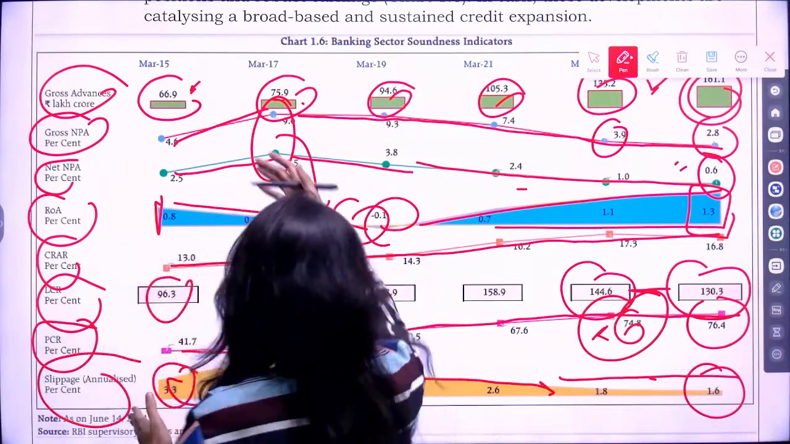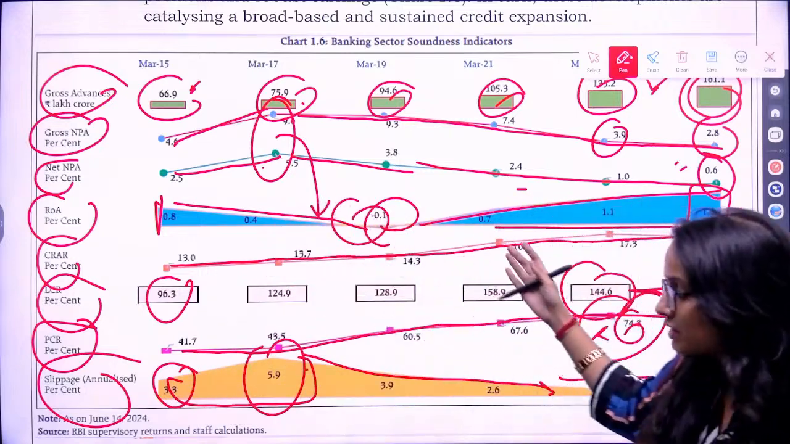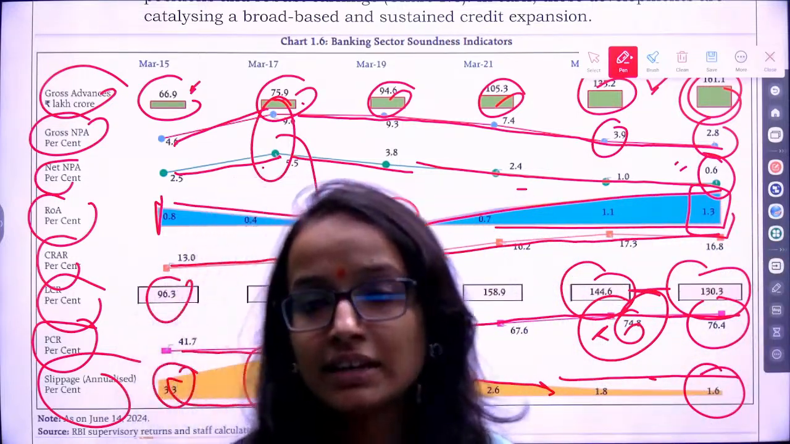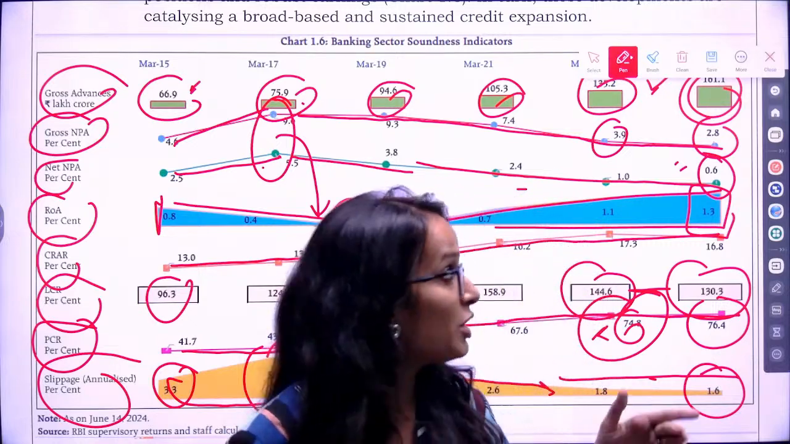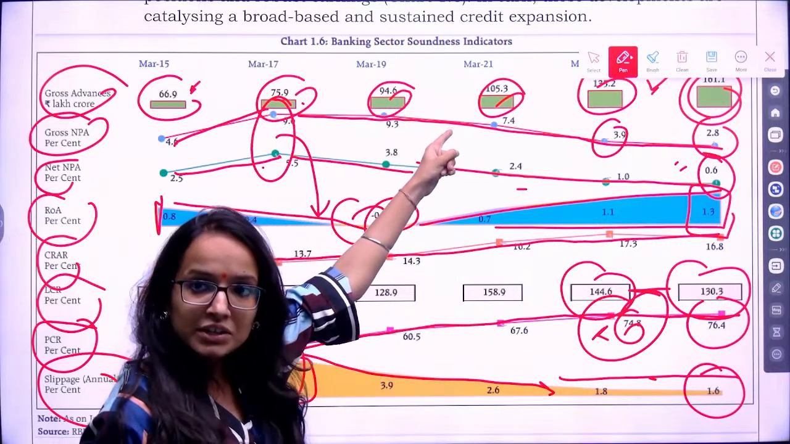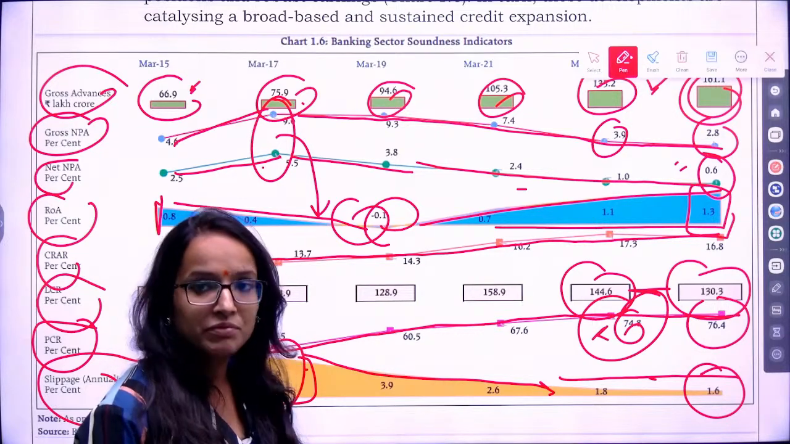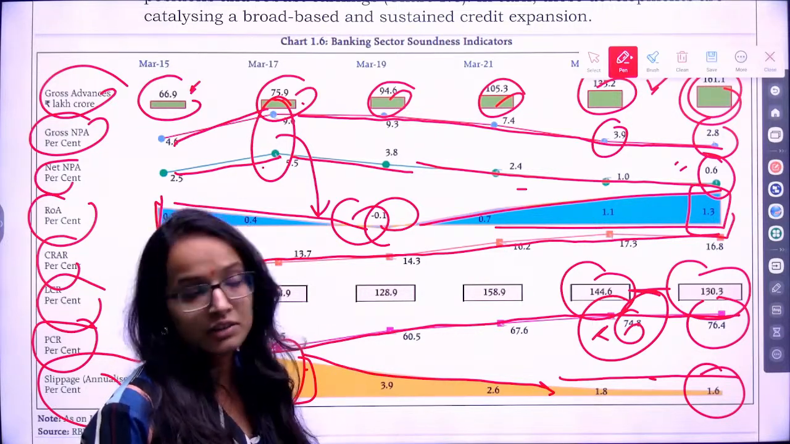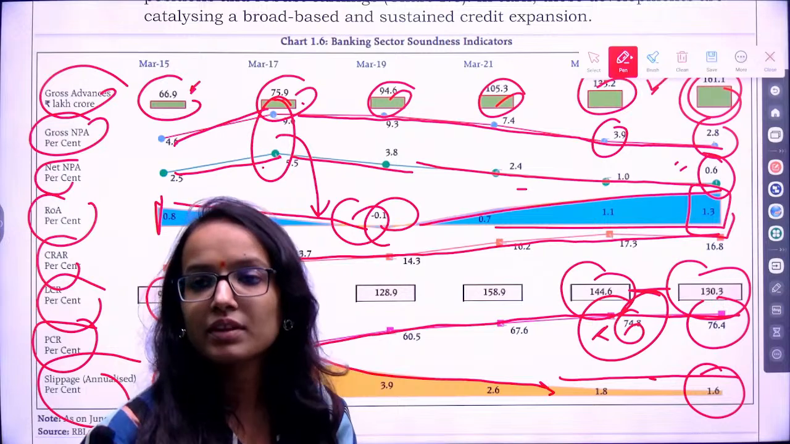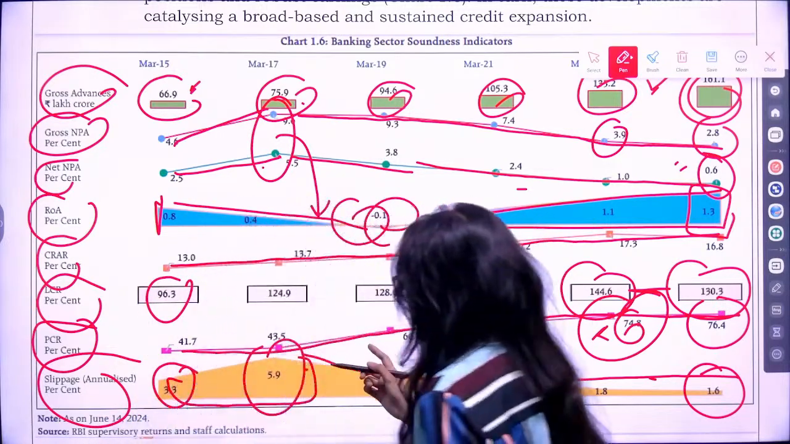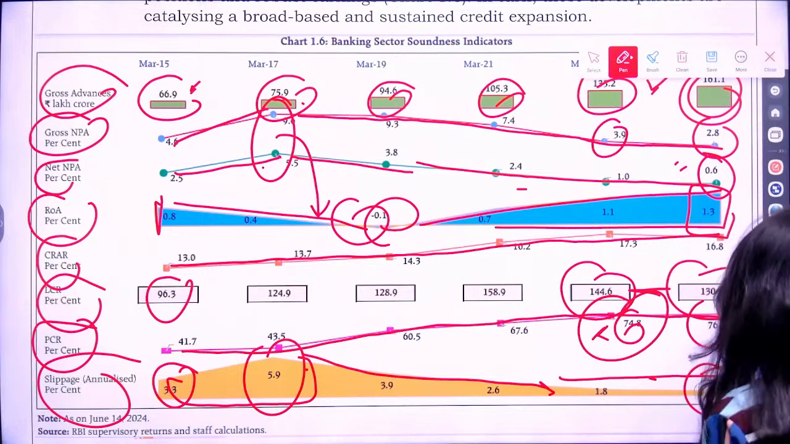Now you have understood all these concepts. We have seen all these trends. So now we can say that yes, India's financial sector is actually resilient. NPAs are falling. We are performing well on the soundness indicators which are used in the banking system. We are performing well on the profitability front as well. ROA, return on assets, is increasing. So we have completed till this chart.